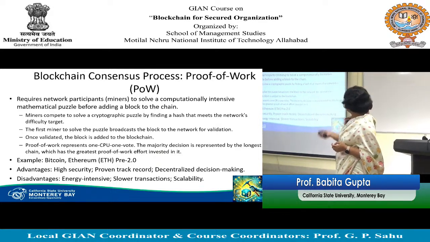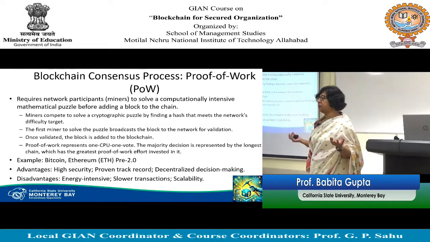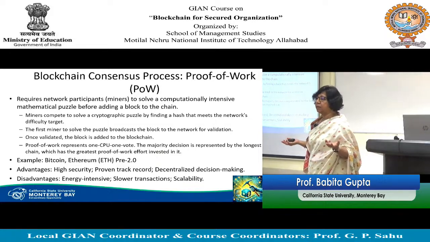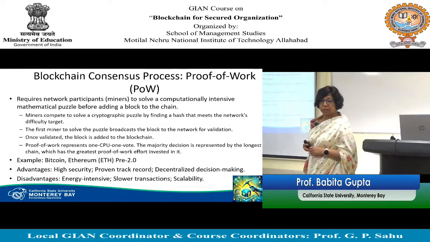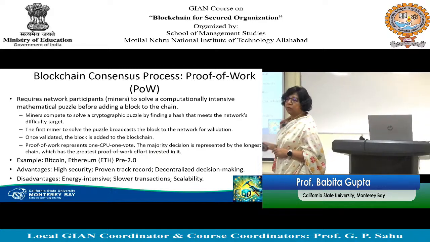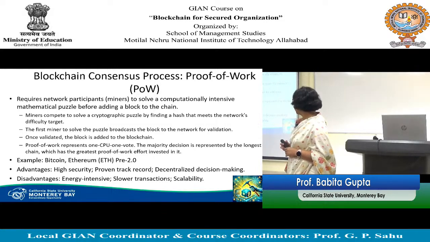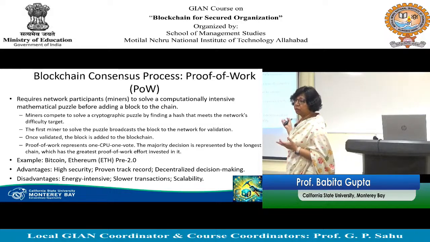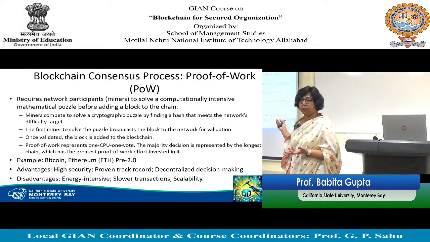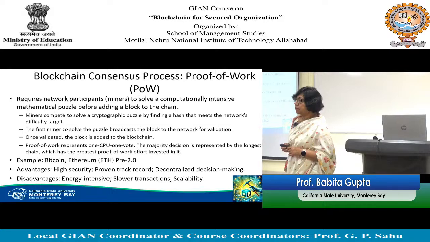The advantage of proof of work is that it's a proven record. It's been working since 2009, so almost definitely 15 years. That's significant. Decentralized decision making is very attractive in certain scenarios, and certainly for public blockchains, proof of work is used a lot. Disadvantages: it's very energy intensive, because the amount of time and effort it takes for a CPU to solve the problem is not trivial. So transactions are slower, and scalability is an issue.